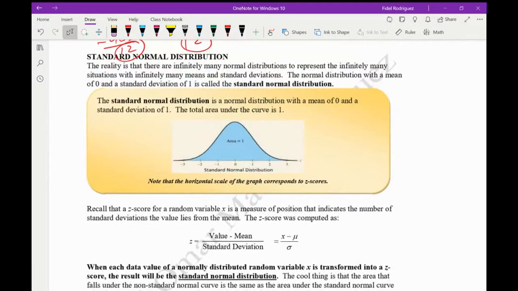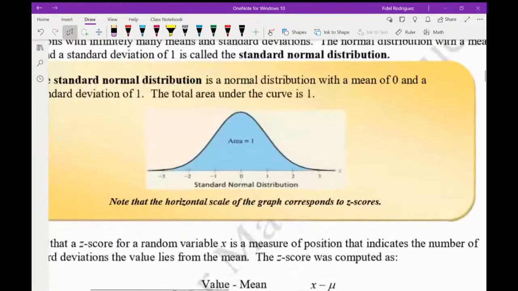Okay, so there's something called the standard normal distribution. And it says the reality is that there's infinitely many normal distributions to represent infinitely many situations with infinitely many means and standard deviations. And the normal distribution with a mean of 0 and a standard deviation of 1 is what we call the standard normal distribution. So I want you to look at the picture here.